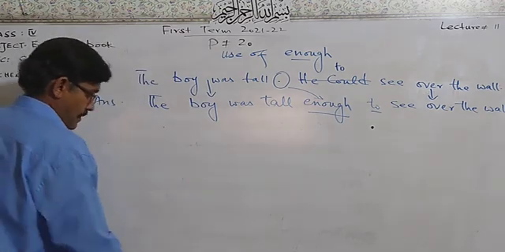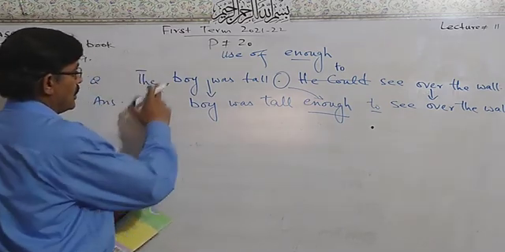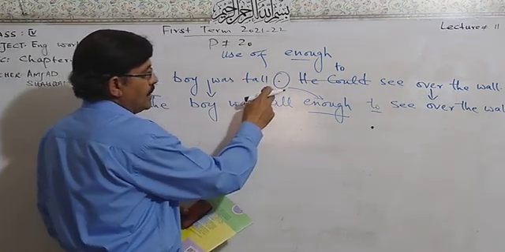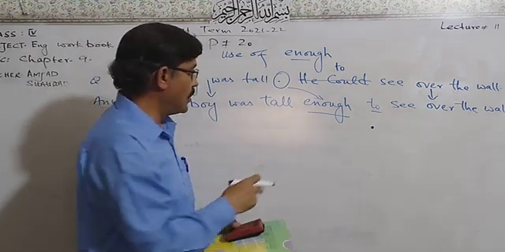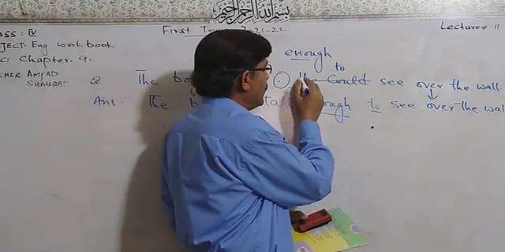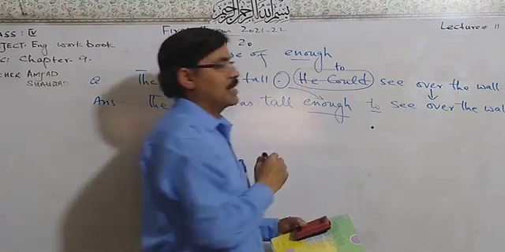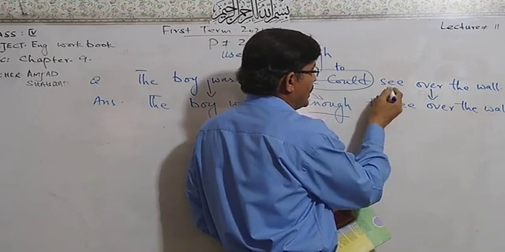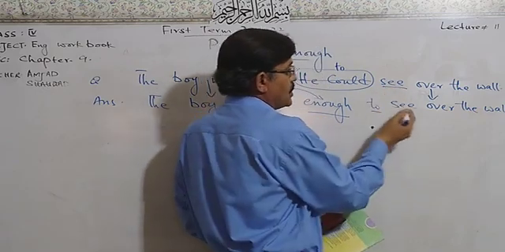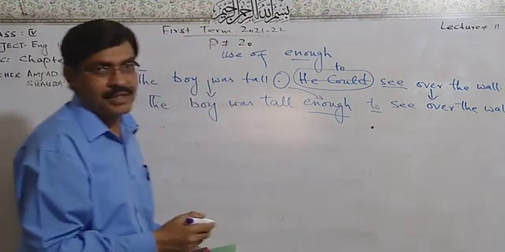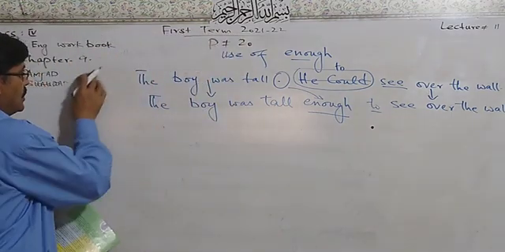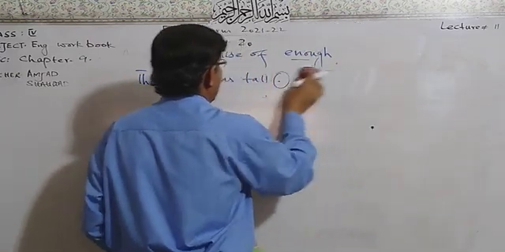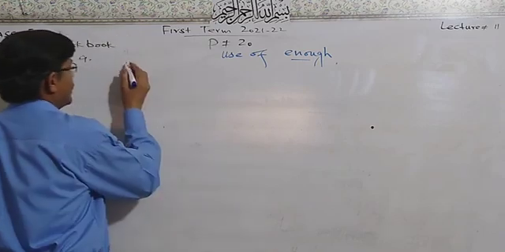I hope you understood it very well. Be careful, first one: the boy was tall. Then we have the full stop. In place of the full stop, we have to write enough. Then don't write this subject and this verb, helping verb or part of the verb. Then after this, we have the verb again: to see over the wall. I hope you understood it.